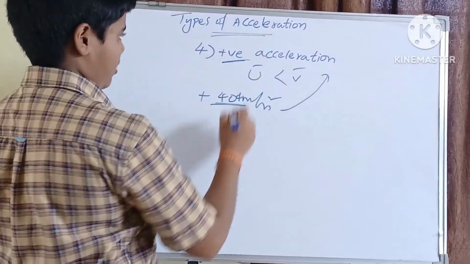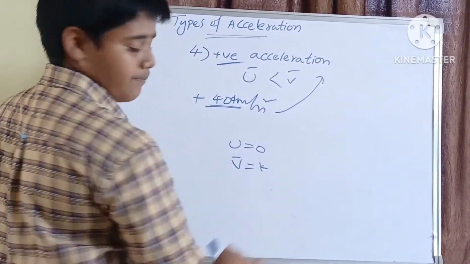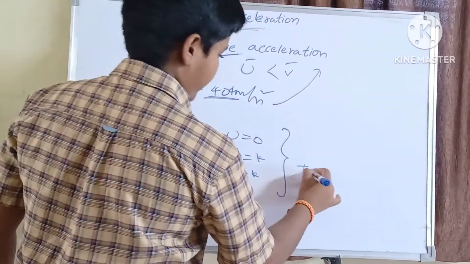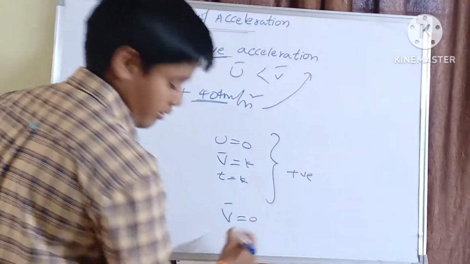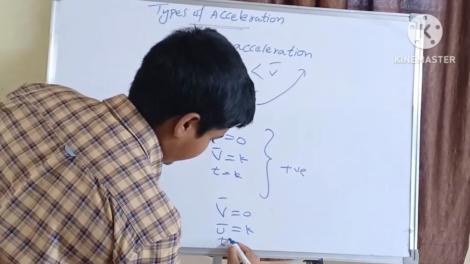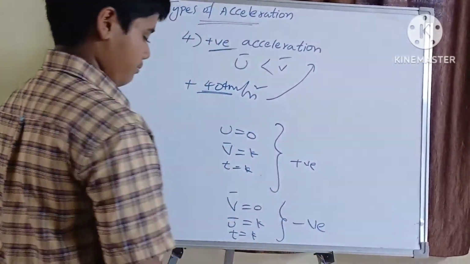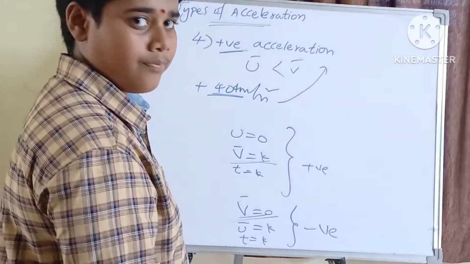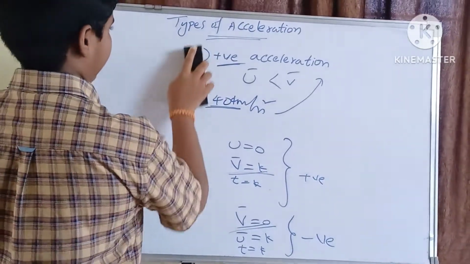The conditions for positive acceleration are u is equal to 0, v bar is some constant k and t is some constant k. So here acceleration will be positive. When final velocity is 0, initial velocity is some constant k and time is some constant k, here acceleration will be negative because final velocity is 0. This is the fourth type.